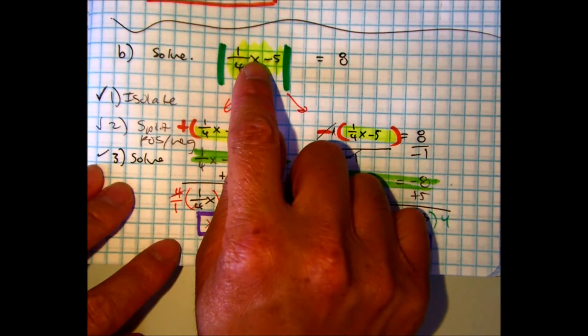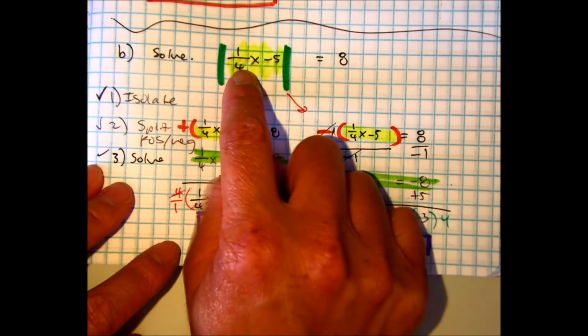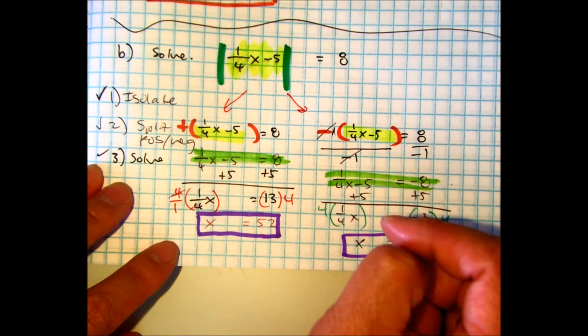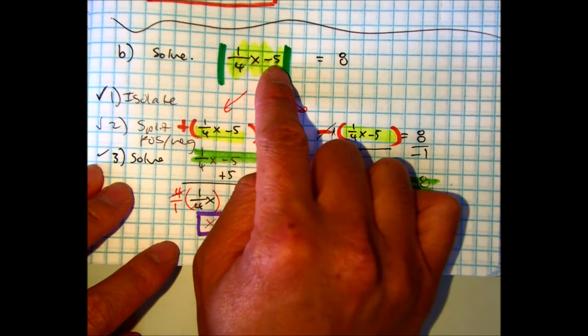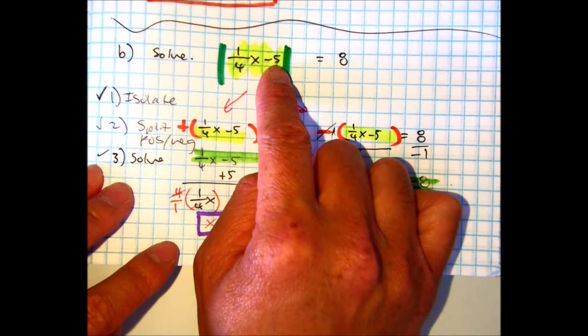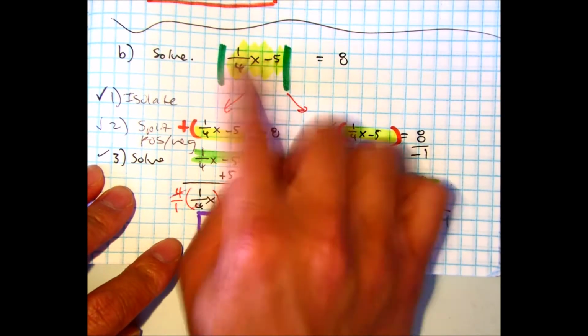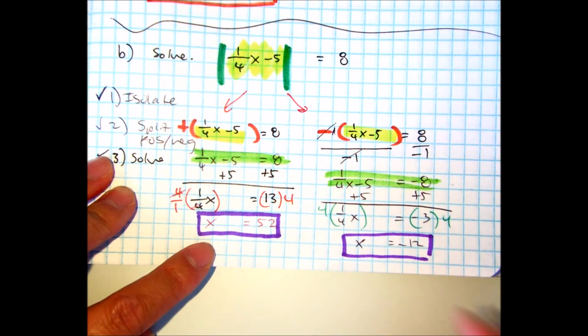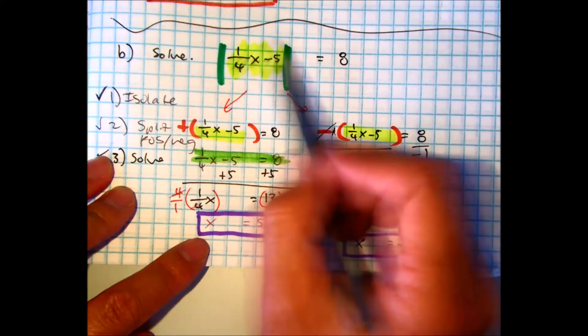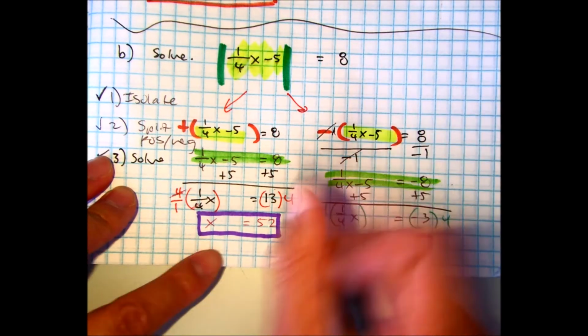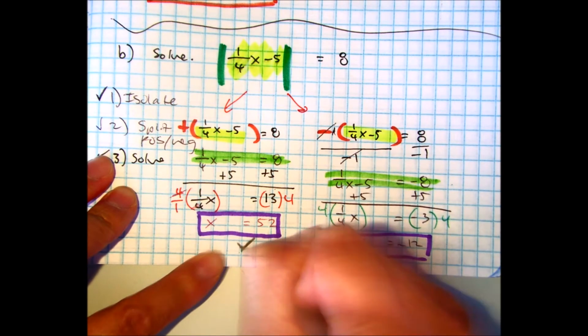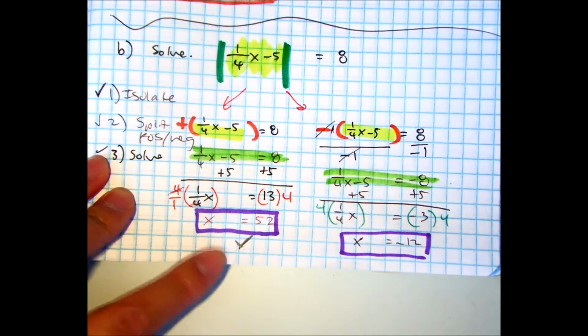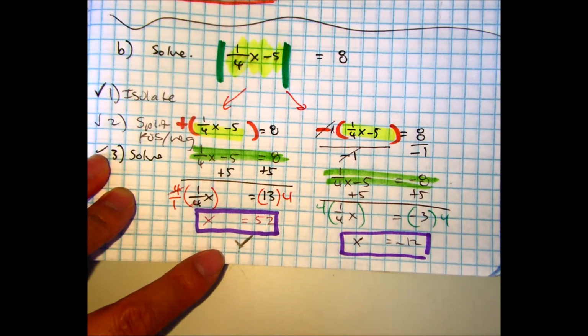Class, what is 52 divided by 4? And 13 minus 5? What's the absolute value of 8? 8. And is 8 equal to 8? That's true. Oh, I'm testing or checking my solution.